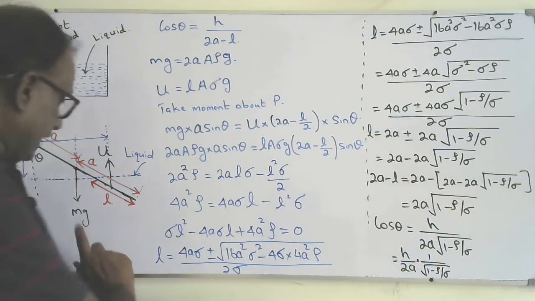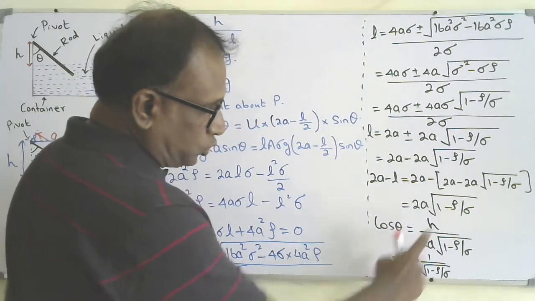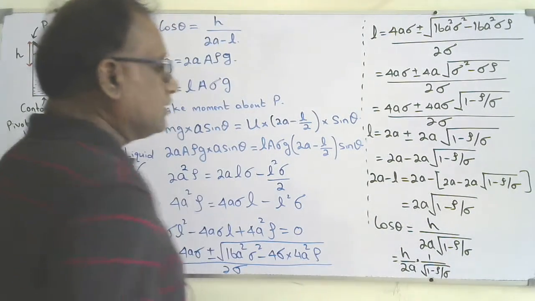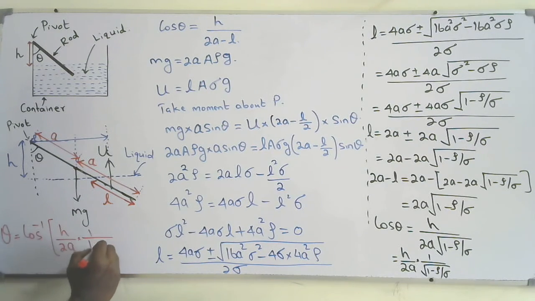So the final answer, I'll write it here. So you got the answer now. Cos theta equals h over 2a, 1 over square root of 1 minus rho over sigma. So the final answer will be theta equal to cos inverse of h over 2a into 1 over square root of 1 minus rho over sigma.